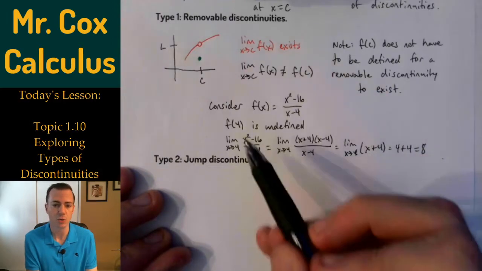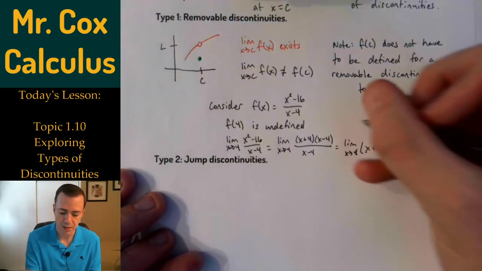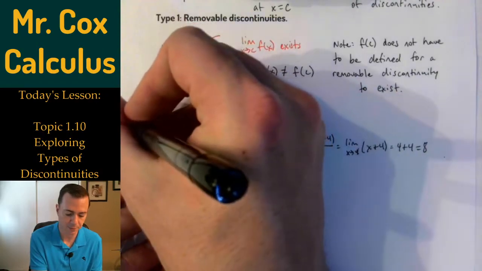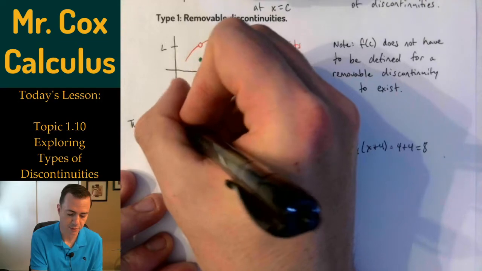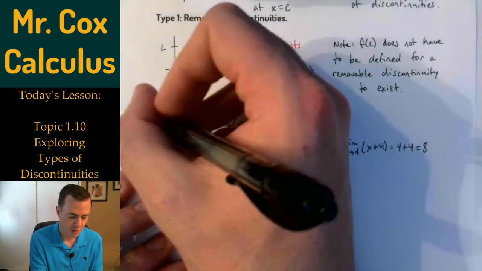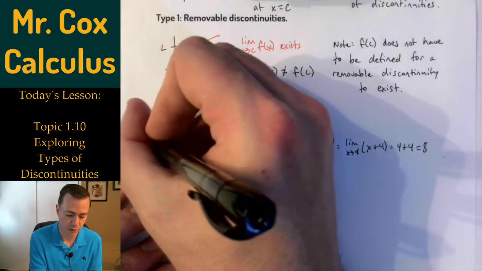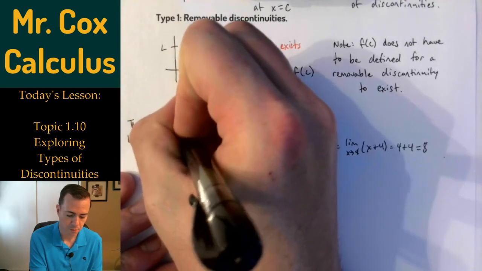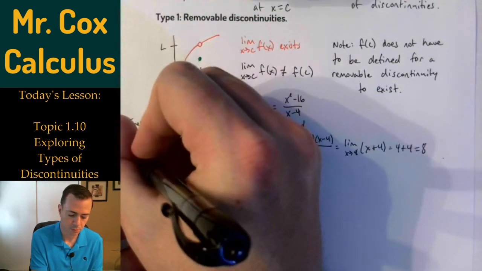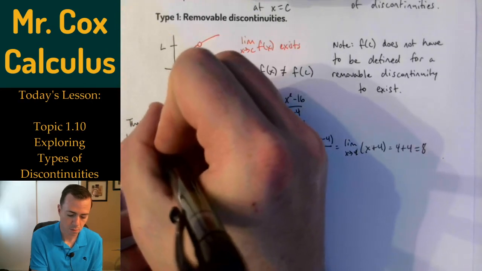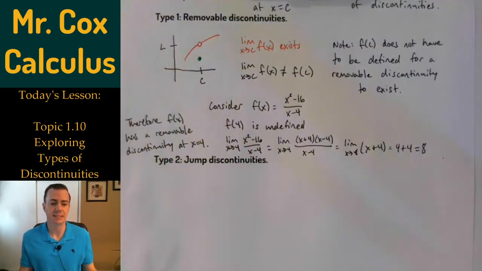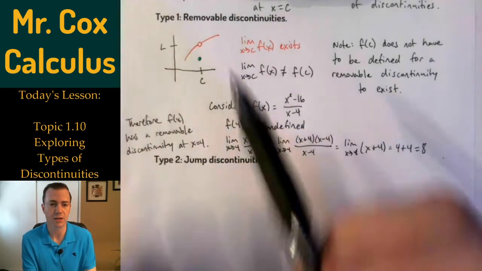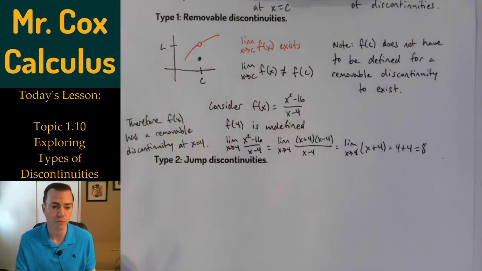However, this value is not equal to f of 4, and so therefore f of x, this function right here, has a removable discontinuity at x equals 4. The limit existed at x equals 4, but that was not equal to the function value. That is the criteria that give us this type of removable discontinuity.